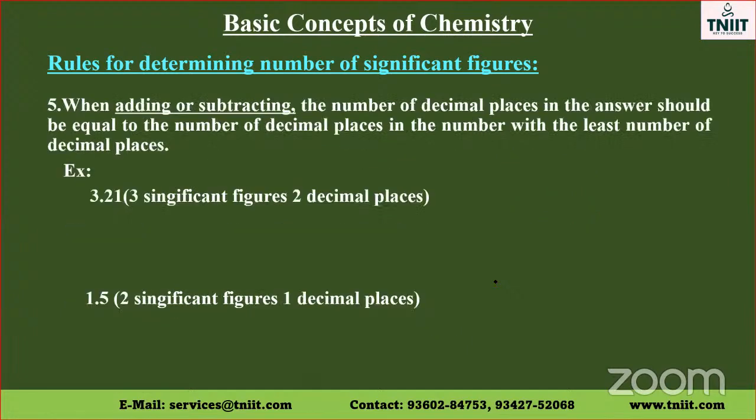Now, this is important. Addition. Now we are going to learn some of the problems. Rules for determining the significant figures. And the first one we're going to talk about is when adding or subtracting. When adding or subtracting, the number of decimal places in the answer should be equal to the number of decimal places in the number with the least number of decimal places.